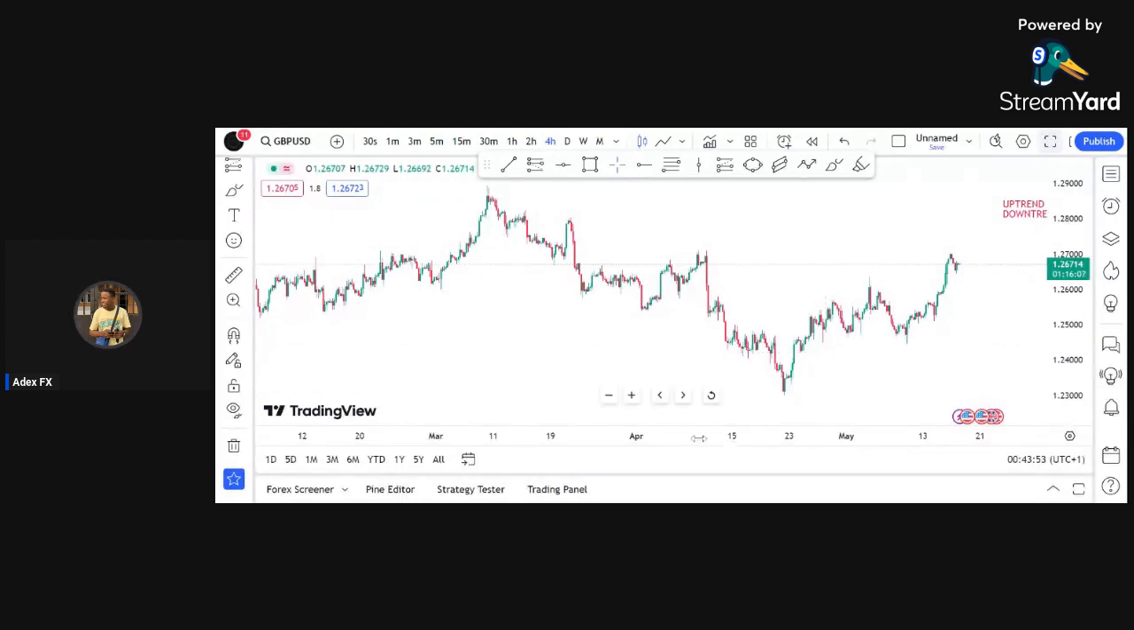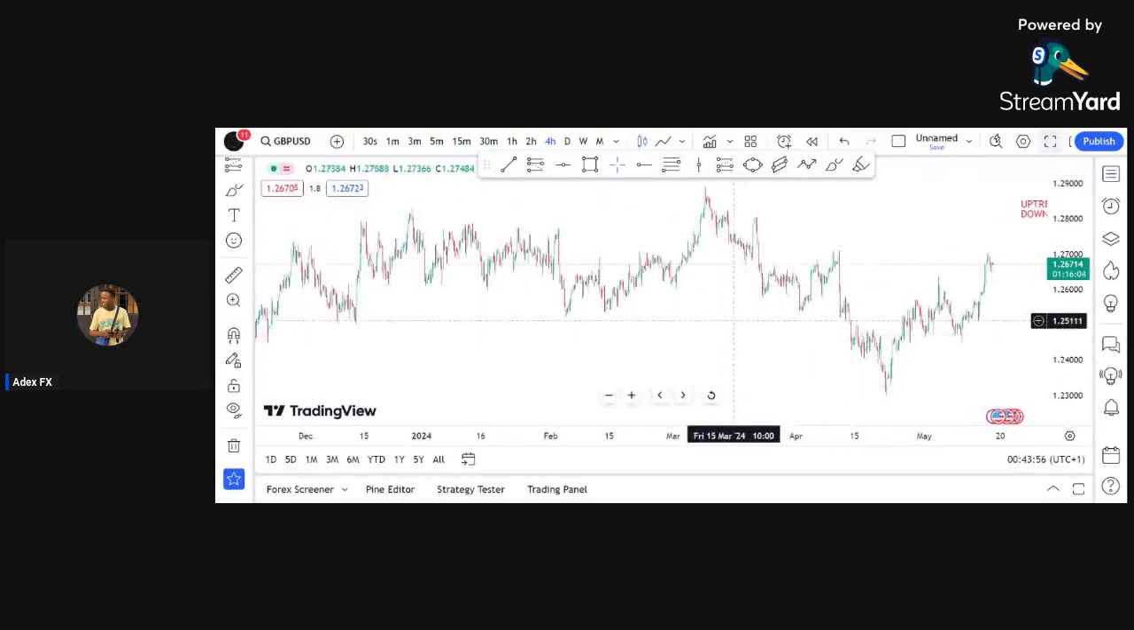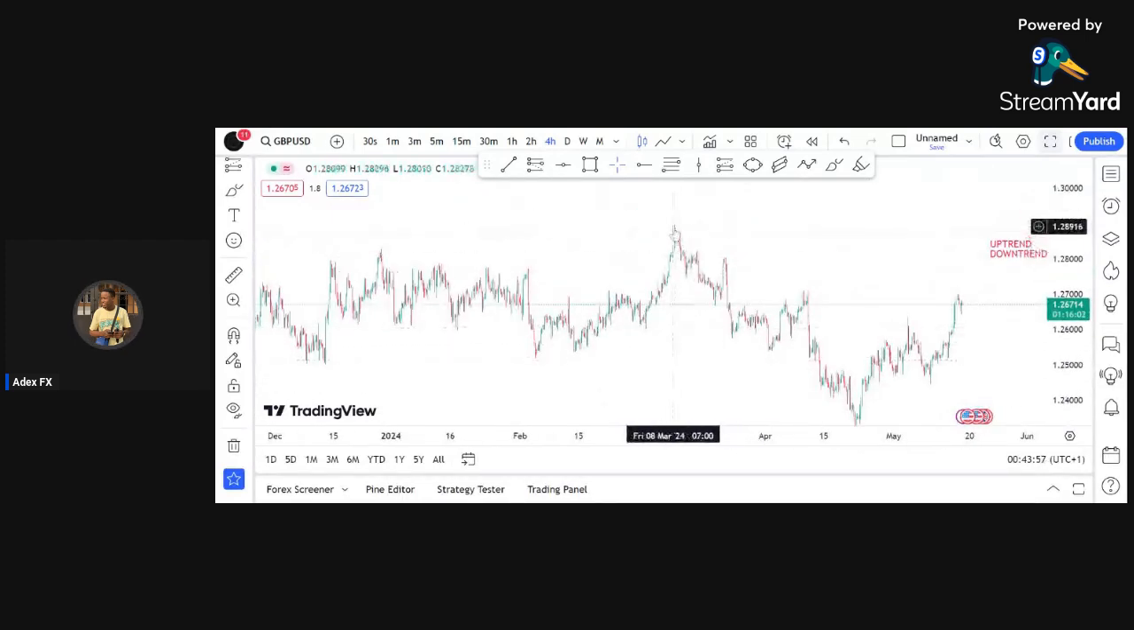Don't forget that in the bigger picture, from this point now, we already have a high. So the market has not broken this high yet. So the market is trending to the downside. You can see the market is trending to the downside. We have a high here, we have a lower high, we also have another lower high, and another lower high here.